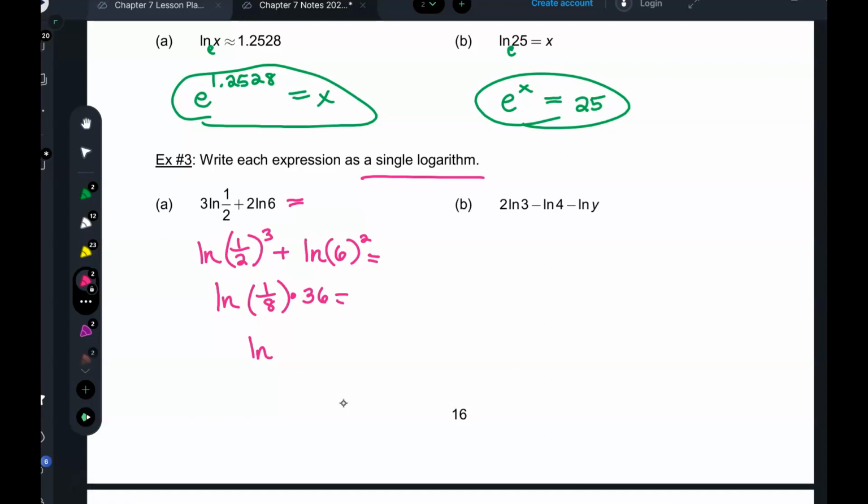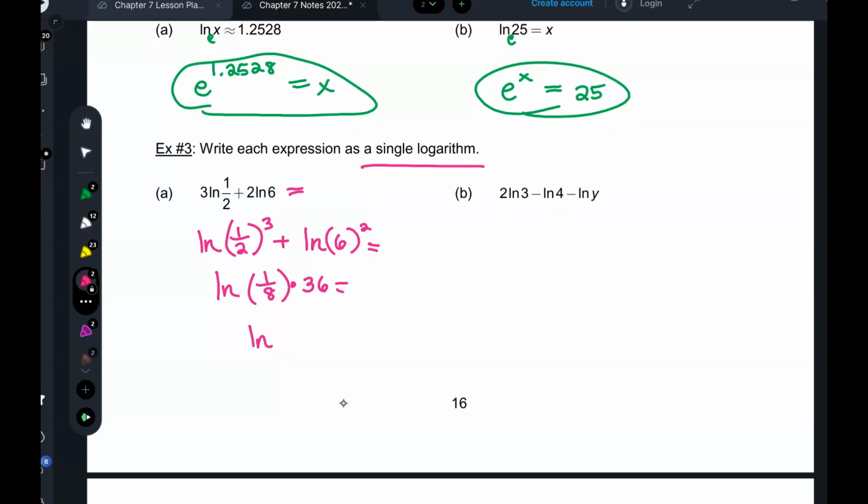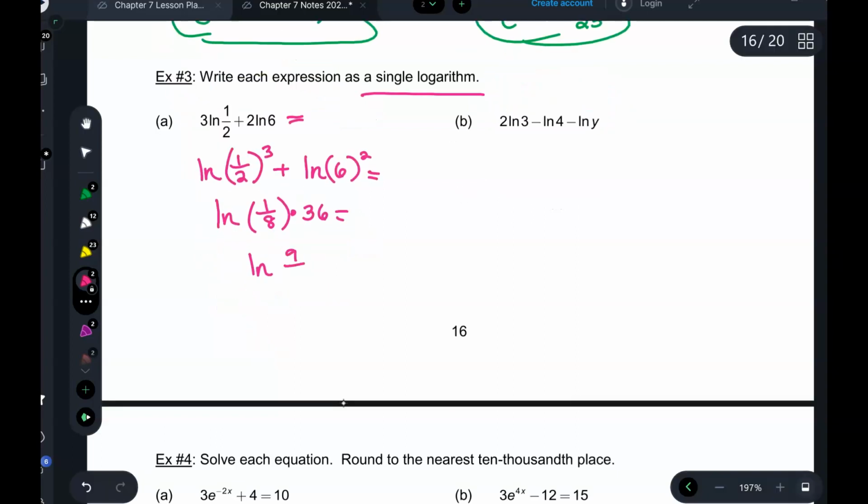Look familiar? Okay, 36 over 8, does that reduce? 4.5, or 9 over 2. Yeah.